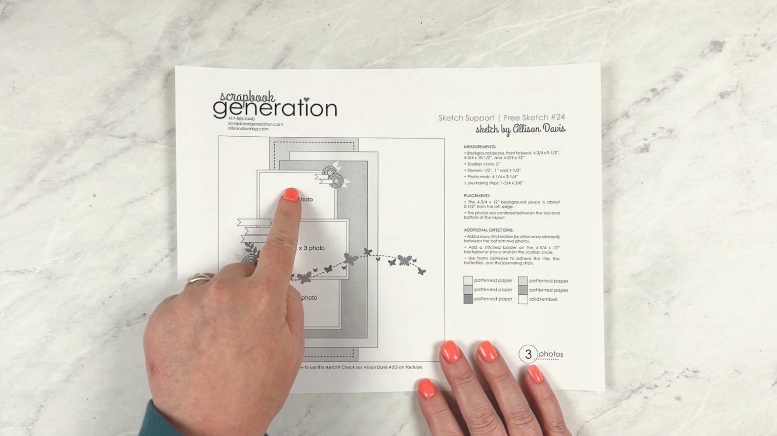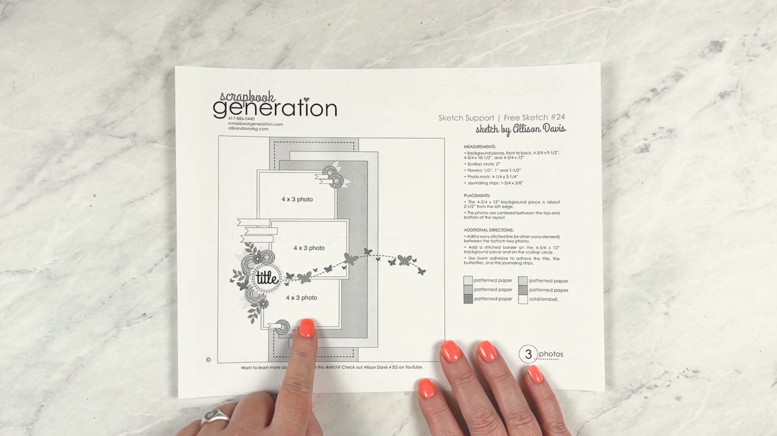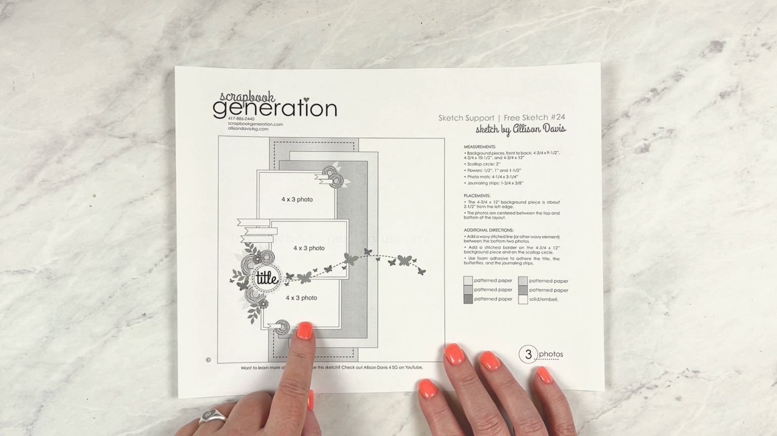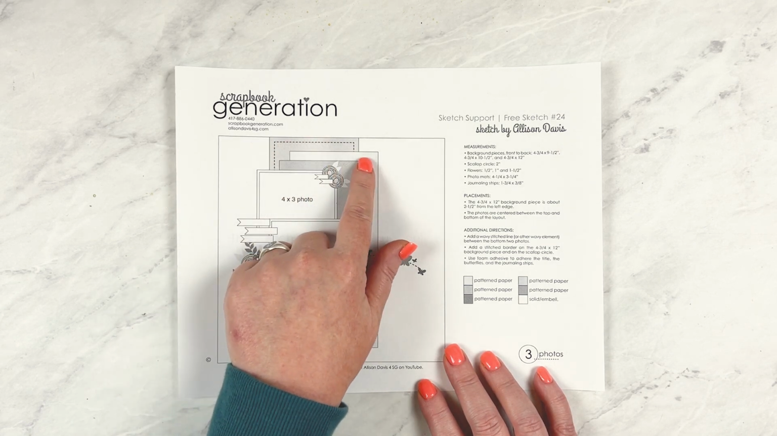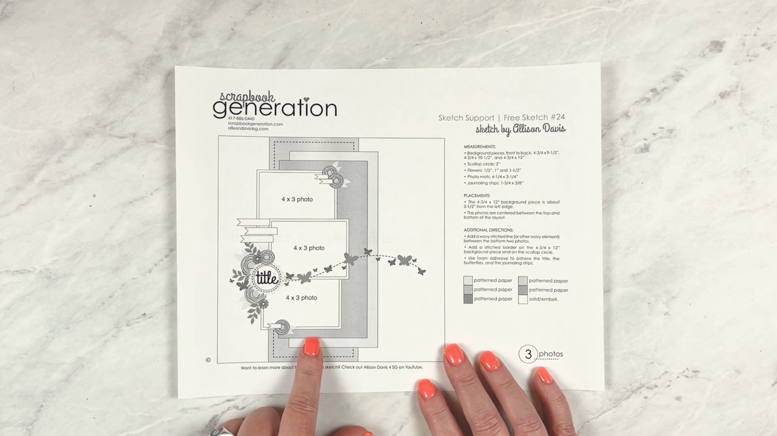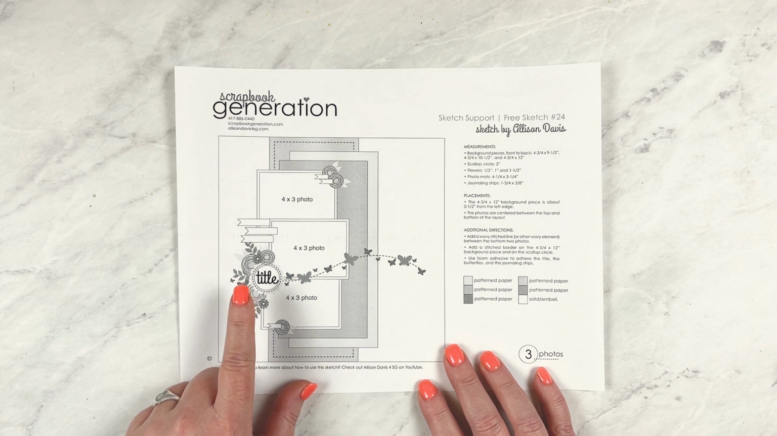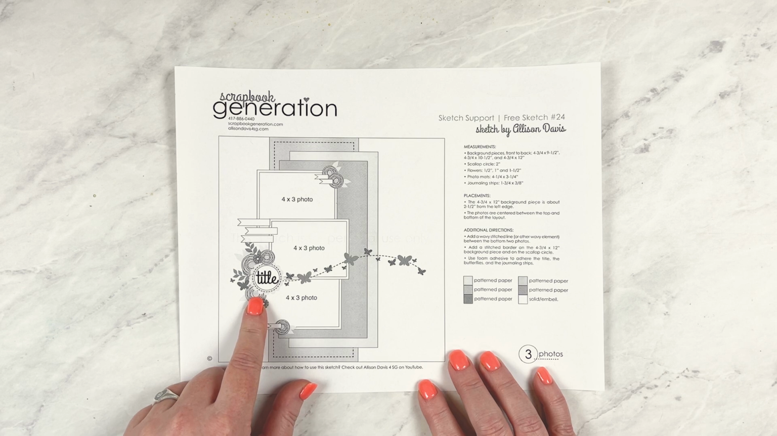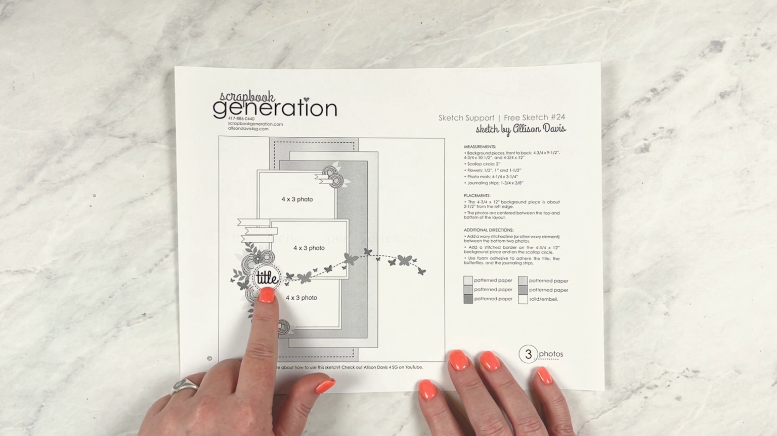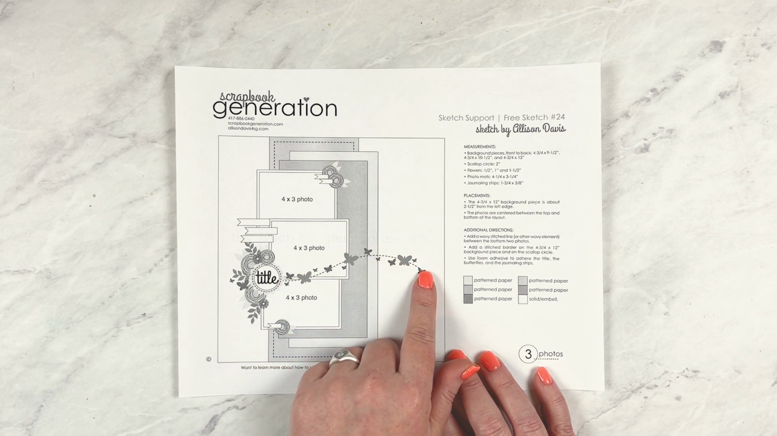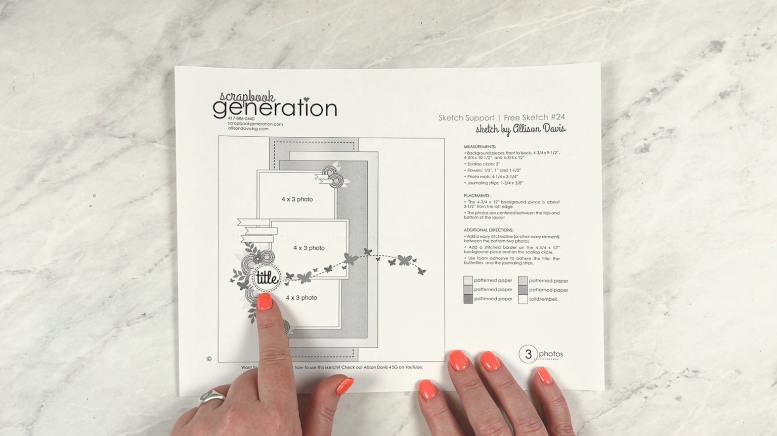There are 3 4x3-inch photos that are arranged staggered and slightly overlapped. Then behind them are 3 larger background strips. On the left side of the photos, there is an embellishment cluster with a small title, and then there is this wavy stitched line that has butterflies all over it.